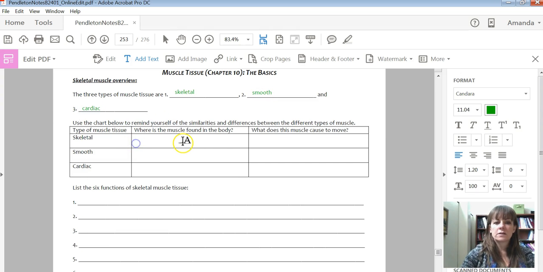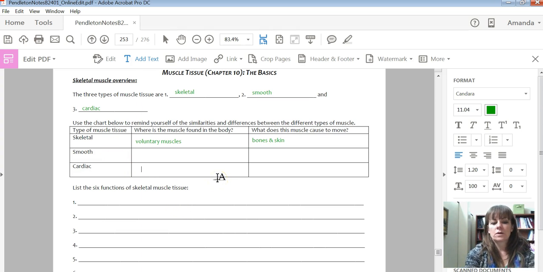Okay, skeletal muscle, where is it found? Anywhere there are voluntary muscles, okay, muscles that you can choose to move. Those are skeletal muscles. And what does it cause to move? Well, most of the time it's going to pull on the bones, and so it causes the bones to move relative to each other. We're going to learn some of the facial expression muscles. They're going to be attached to skin, and so that's what allows you to smile and different things like that. So bone, skin, those are the main things that the skeletal muscles are going to cause to move.